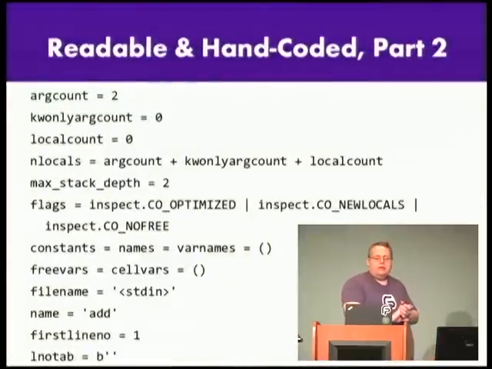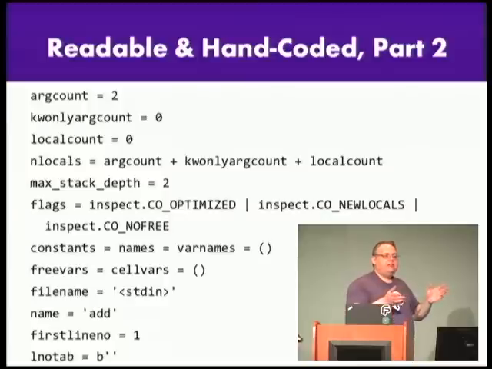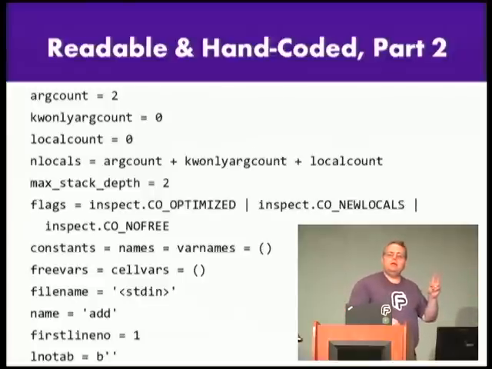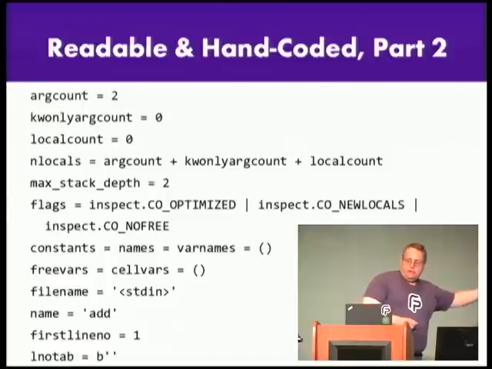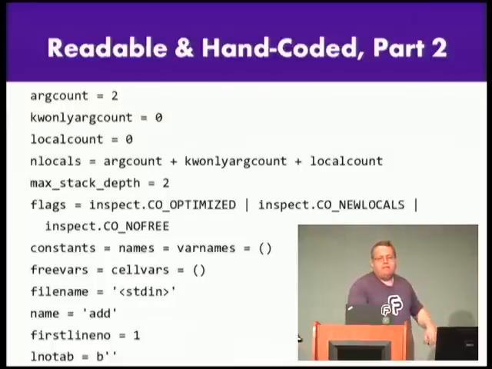So arg count is the number of positional arguments. That's 2. We have no keyword arguments, so kw only count is 0. The number of local variables declared inside the body of the function is 0. And then it actually only wants the total of arg count plus kw only arg count plus local count, and that's the total number of locals. And I'm actually lying because there are 2 more possible ones here. If we had a star args or a star star kw args, we'd have to add 1 for each of those. But we don't. Max stack depth, I happen to know that in advance.